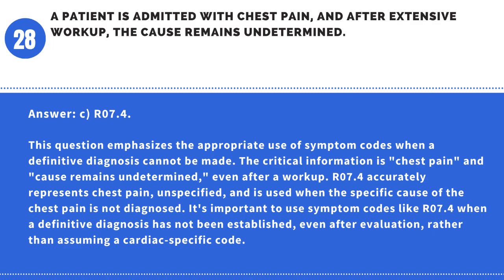R07.4 accurately represents chest pain, unspecified, and is used when the specific cause of the chest pain is not diagnosed. It's important to use symptom codes like R07.4 when a definitive diagnosis has not been established, even after evaluation, rather than assuming a cardiac-specific code.